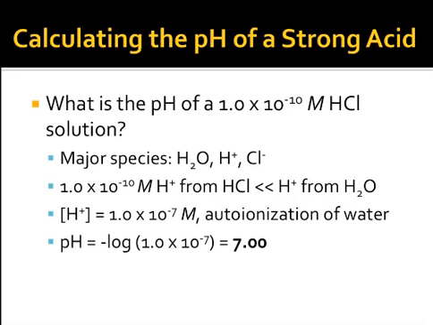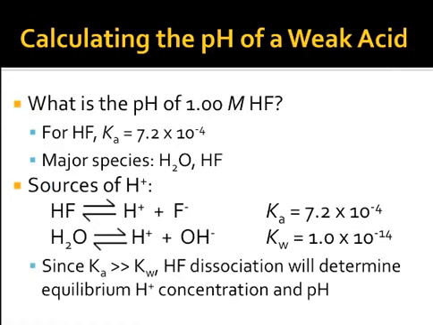Next, we'll apply these same principles to determine the pH of weak acid solutions instead of strong acid solutions. What is the pH of a 1.00 molar hydrofluoric acid solution with an acid dissociation constant of 7.2 times 10 to the negative 4th? To solve this problem, we need to focus on the major species in solution, which include water and HF molecules. HF is a weak acid, so it does not completely dissociate. The dissociation equilibrium position will lie far to the left, and acid molecules will predominate.